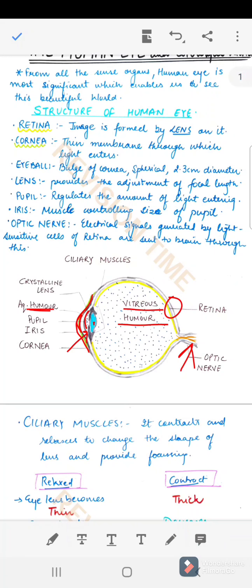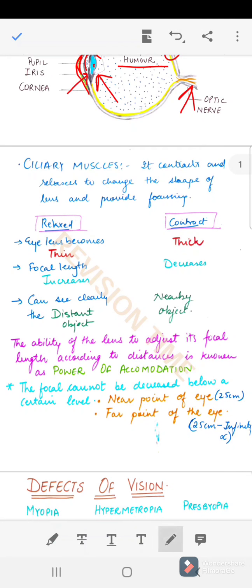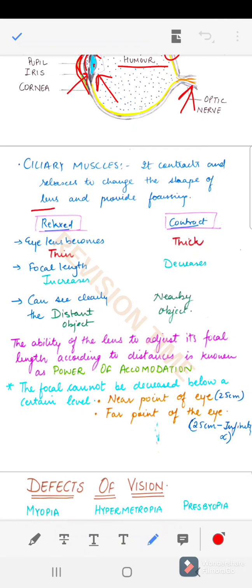What do they do? They contract and relax, and this changes the shape of the lens, hence it provides the focusing. So we have two conditions: when these muscles are in the relaxed position or when they contract. When they relax, the eye lens becomes thin and the focal length increases. So what will happen here? We can see the faraway objects, the objects which are at a distance, very clearly. On the other hand, when they contract, the eye lens becomes thick, the focal length decreases, and hence we are able to see the nearby objects very clearly.